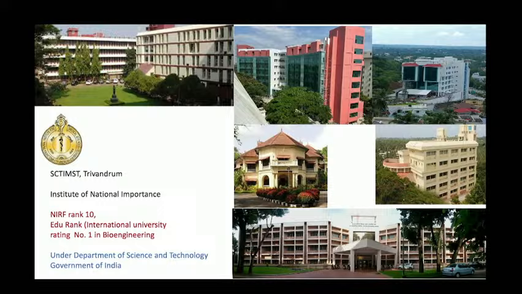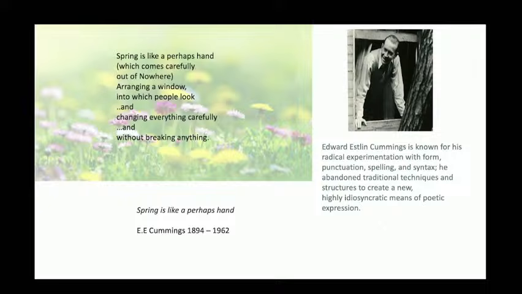Edward Estlin Cummings did radical experimentation with poetry, and he talks about a very nice thing, spring. Spring is like a perhaps hand which comes carefully out of nowhere, arranging a window into which people look, and changing everything carefully and without breaking anything. So what is happening is, silently, spring is coming into India. And this spring, without breaking anything, without changing anything, is just opening a window.